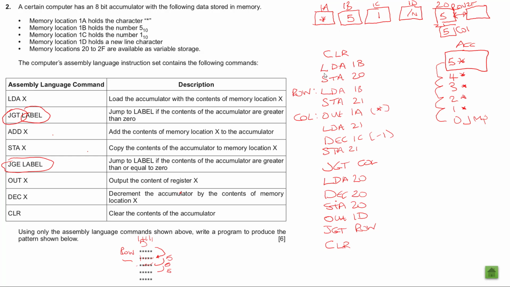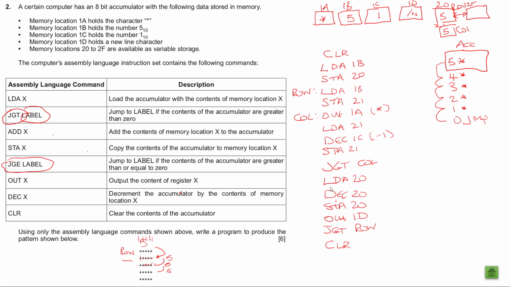So taking this from the top, load 5 into the accumulator, store 5 in box 20, load 5 again into the accumulator if it's not already there, store that in 21. So you've populated your row box, you've populated your column box, then output 1A, so output your star, load whatever's in 21 into the accumulator and decrement it by 1, store it back in 21, keep going until you reach a value that is still greater than 0. If it's still greater than 0, go back to the column and run it again, until you reach 0.